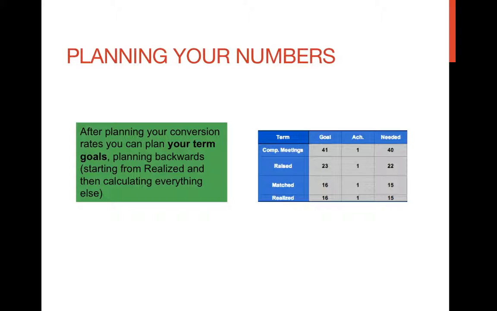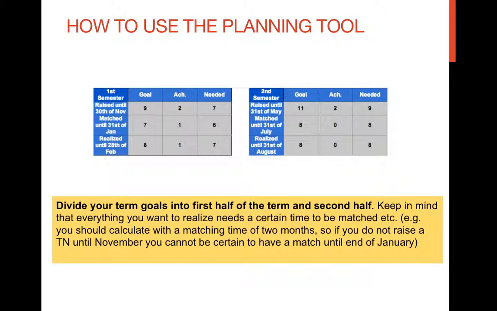Now, once you've decided on how many TNs you will have realized at the end of your term, you need to decide on how many are we going to realize in our first half, during our first semester, and how many are we going to do in the next. So that's what the next step is for.